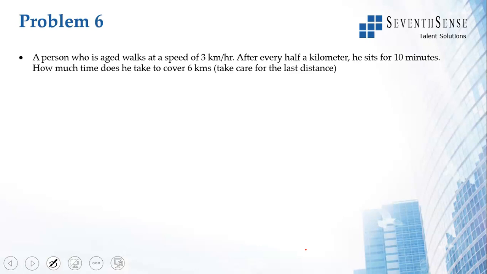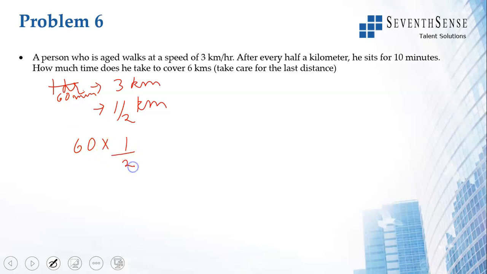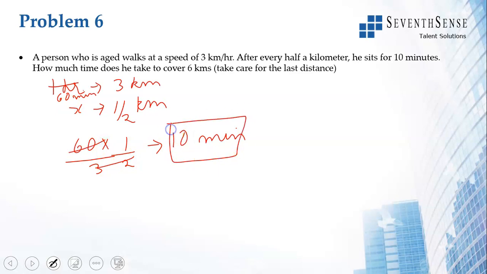So let us see the time taken to cover half a kilometer. 1 hour, 3 kilometers. So for half a kilometer, so I'll write this as 60 minutes. How much time is taken? So 60 into half by 3. So that is the time taken. So many minutes. So cross multiply, right? You take that as 3x is equal to 60 into half. So transfer 6, 10, you get 10 minutes. In 10 minutes, he is covering half a kilometer.